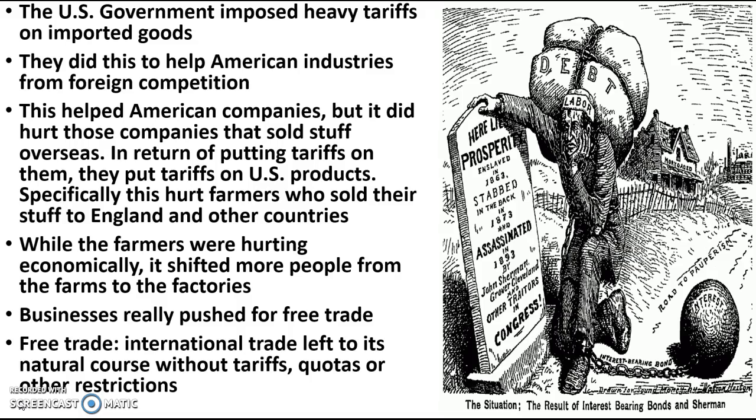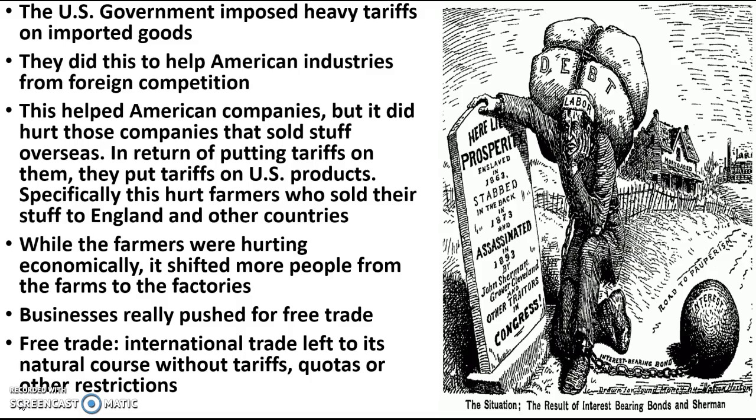Heck no. The reason they did this is they wanted to help American industries compete against foreign competition. They wanted people to buy American because if people buy American, the money stays in our country and it helps out our economy. Now, again, this did help our companies, but it did hurt some of our companies as well.